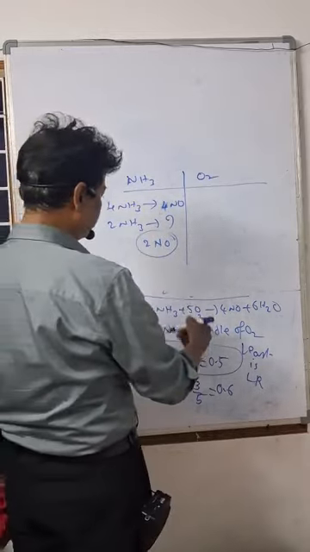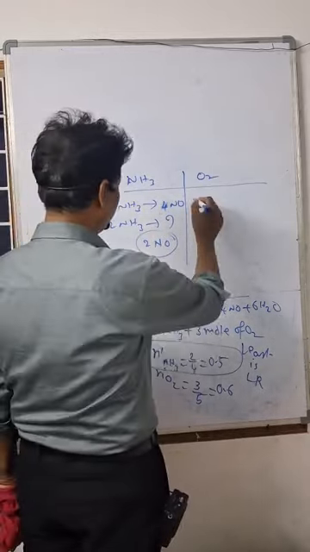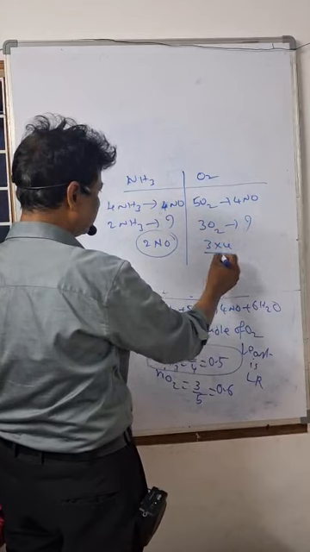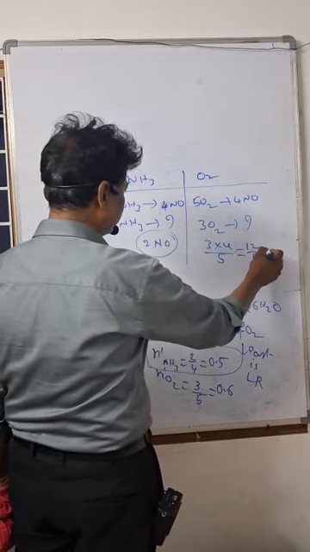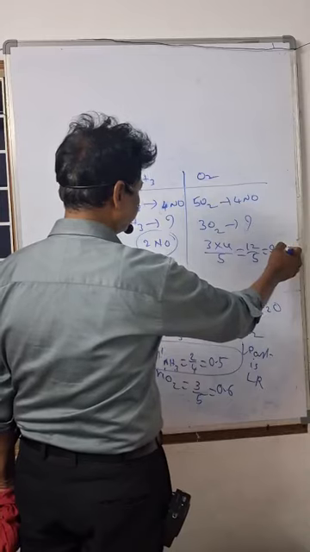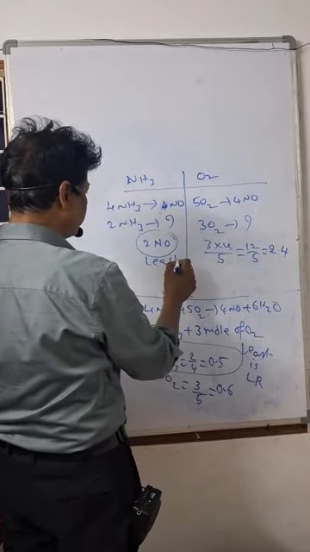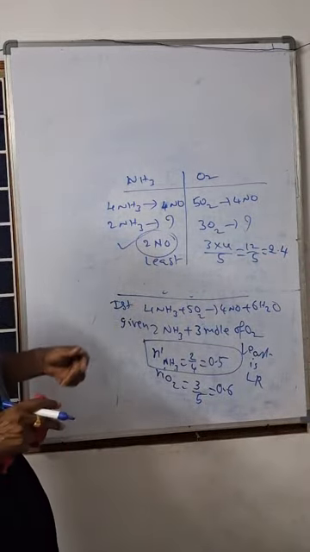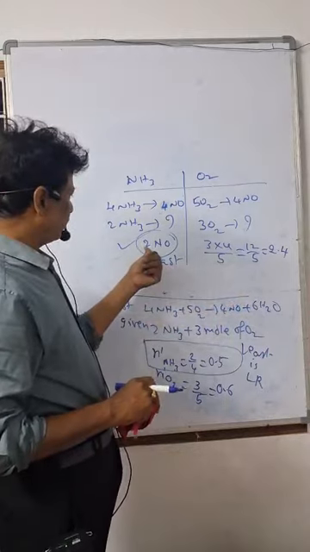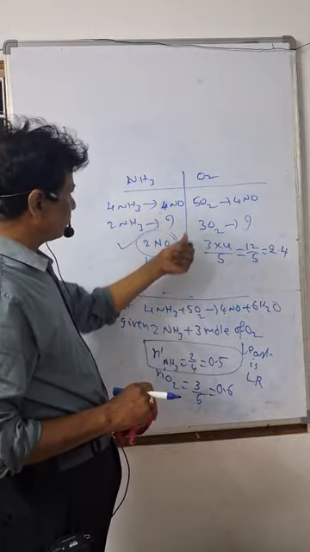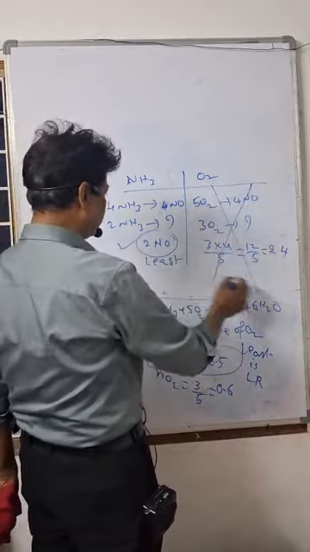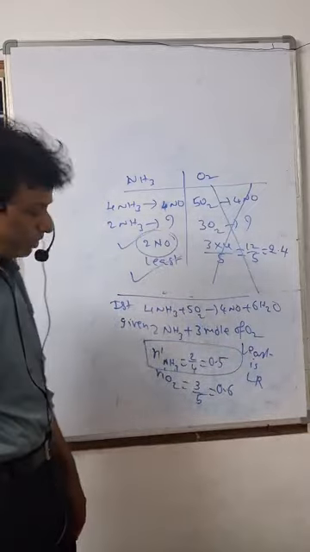Next, I take oxygen. 5 moles of oxygen produce 4 moles of NO. 3 moles of oxygen produce how much? 3 into 4 by 5, 12 by 5, is equal to 2.4. You take ammonia, you get 2 moles; you take oxygen, you get 2.4. The least amount produced is the limiting reagent, so ammonia is selected. Okay.